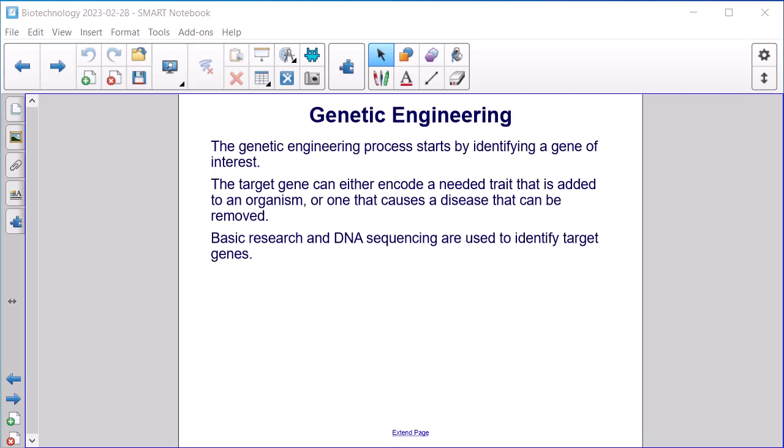The genetic engineering process starts by identifying a gene of interest. The target gene can either encode a needed trait that is added to an organism or one that causes a disease that can be removed. Basic research and DNA sequencing are used to identify target genes.